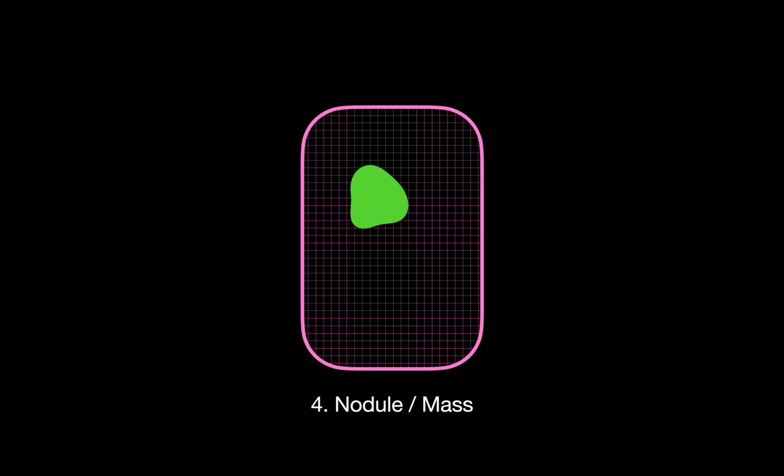Number 4, nodules and masses. Maybe the air spaces haven't been filled. Maybe the scaffold isn't thickened. Maybe the lung hasn't lost volume. Maybe there's simply new tissue there, a focal lesion. Up to 3 centimeters, we call it a nodule. Over 3 centimeters, we call it a mass.